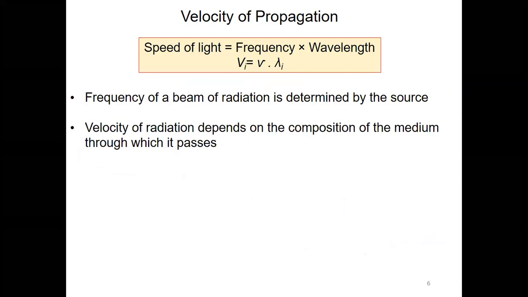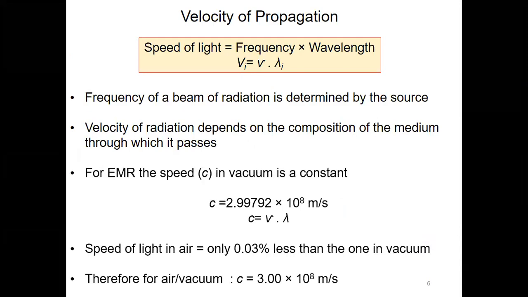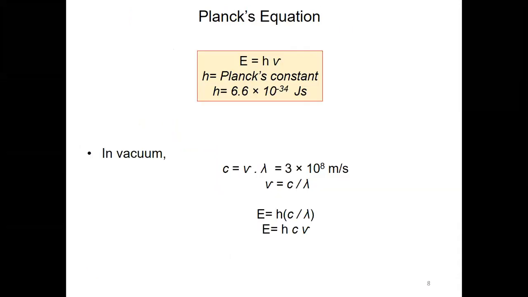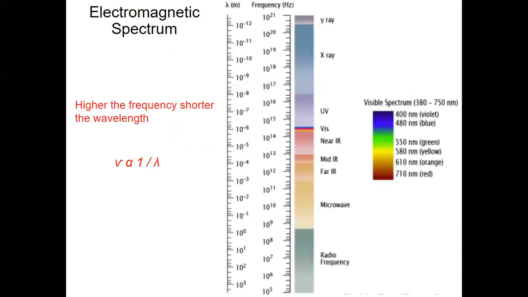And we talked about the velocity and the speed of light, what happens to the light wave when it passes through a medium, and Planck's equation. Planck's equation is the main and fundamental equation in almost every spectroscopic technique. We use it to calculate the energy differences and the wavelengths. So this is the most important equation.